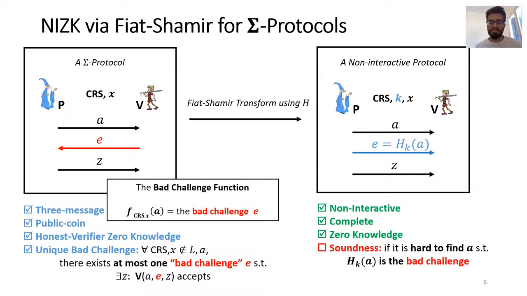And now we can claim soundness of the non-interactive protocol as follows. If we can say that it's hard for the cheating prover to find a first message A such that H of A is the batch challenge, then it's computationally hard for a prover to cheat. Because the only way he can cheat is by choosing a first message such that H of A is the batch challenge corresponding to A. And a hash function that satisfies this hardness requirement is called a correlation intractable hash for the batch challenge function F.